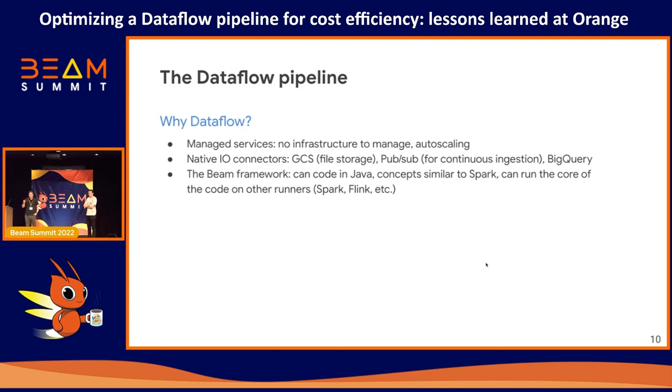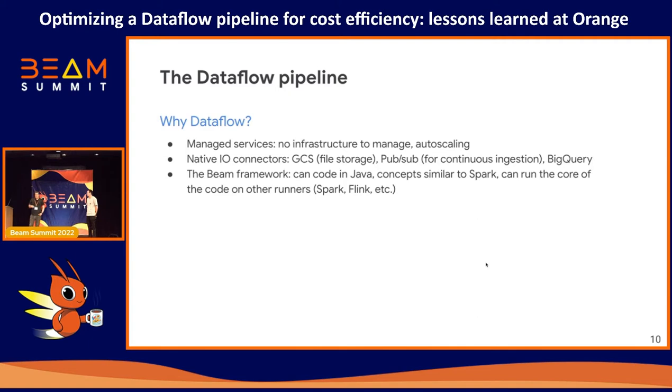There were also all the native input and output connectors for every GCP product we were thinking of using, especially BigQuery. I didn't say it explicitly, but the goal of this ingestion pipeline is to put the Figaro data into BigQuery. And because of the Beam framework also, because in my team at Orange, we have some Java skills. We also know Spark well. And thus, the learning curve was not so big for us to start working with Beam. Not to master Beam, but to start working with Beam.